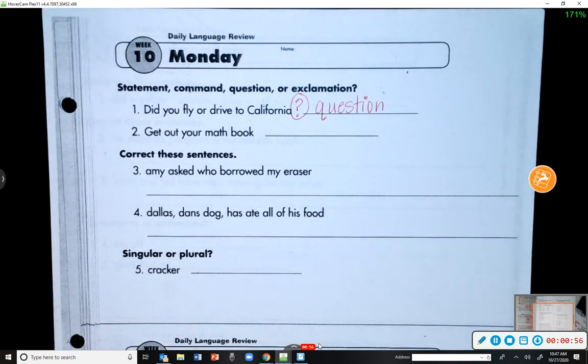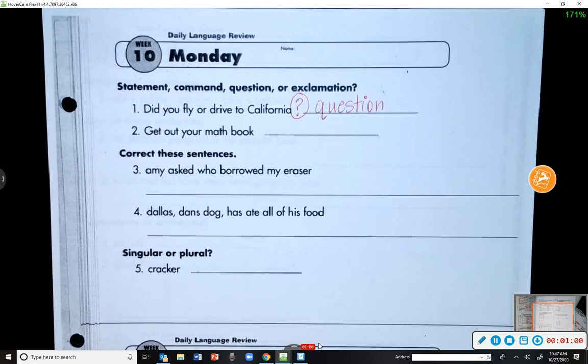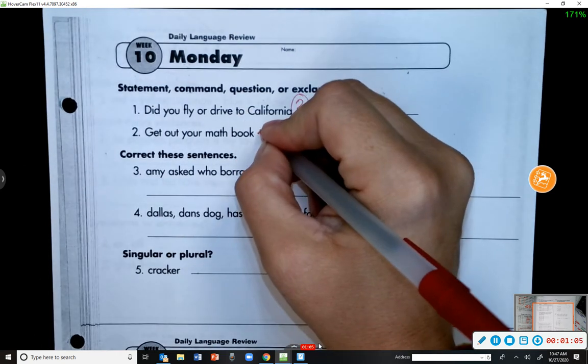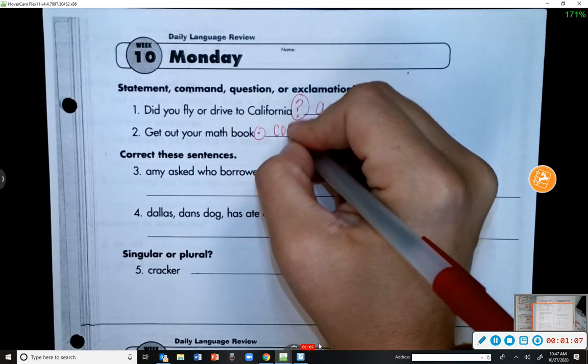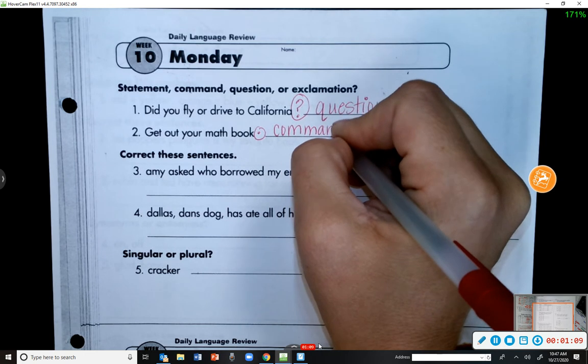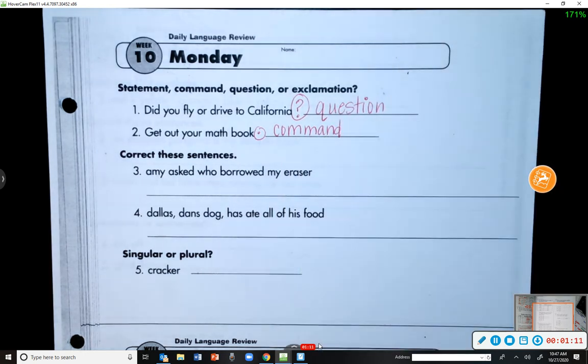All right, Kelsey, go ahead. Get out your math book. What do you think, Evangeline? A command. Very good. Command means they're telling you what to do.